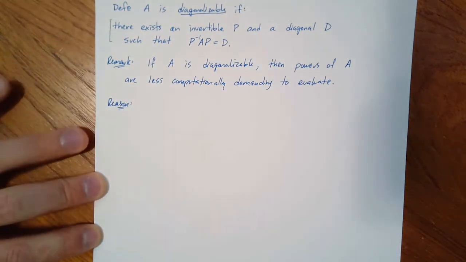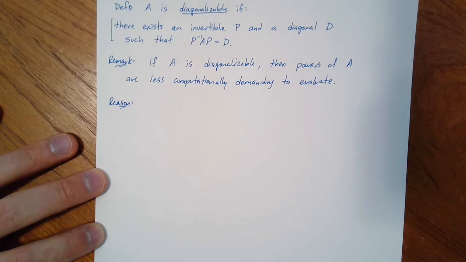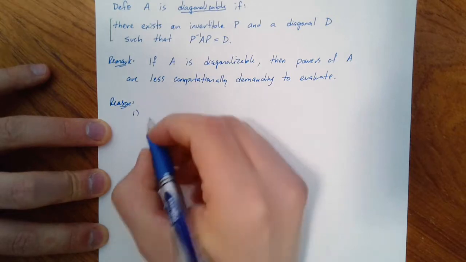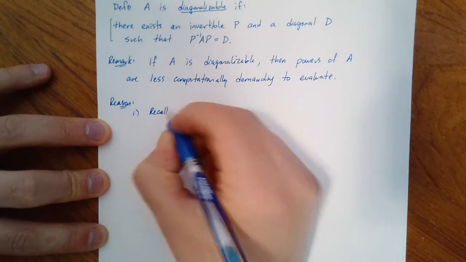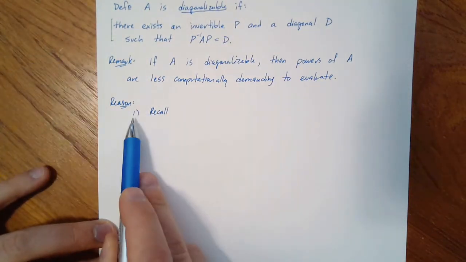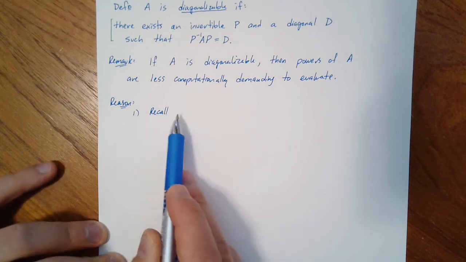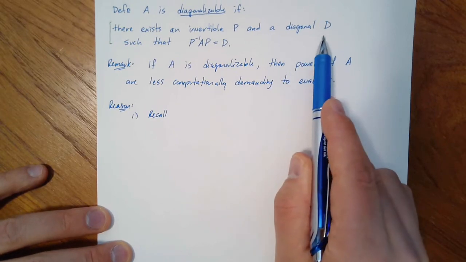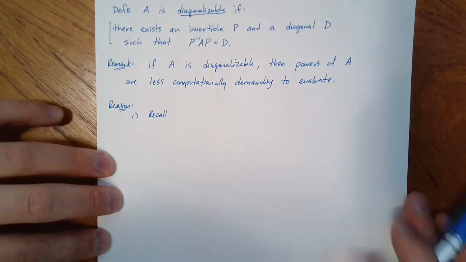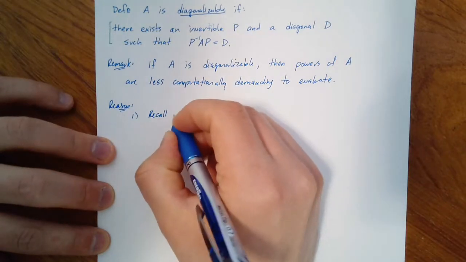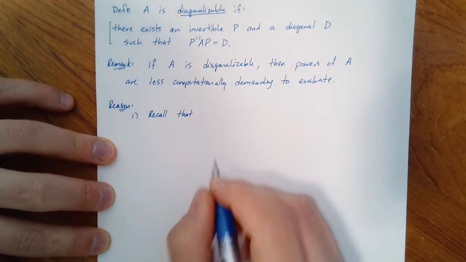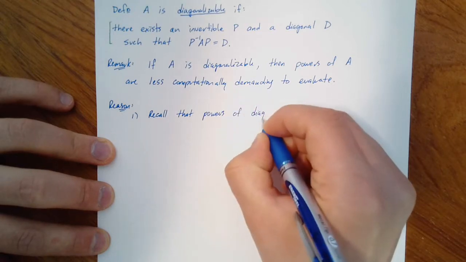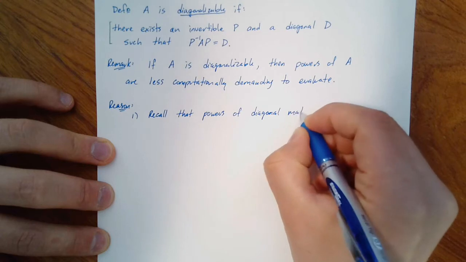So this is the reason why diagonalizable matrices are a little bit easier to deal with when you're computing their powers. The first thing I want to remind you of, and I'm not talking about diagonalizable matrices for this step number one, I'm talking specifically about diagonal matrices. So really strict here. If we're talking about a diagonal matrix, then powers are fairly easy to compute. So let's just remind ourselves of that: powers of diagonal matrices.